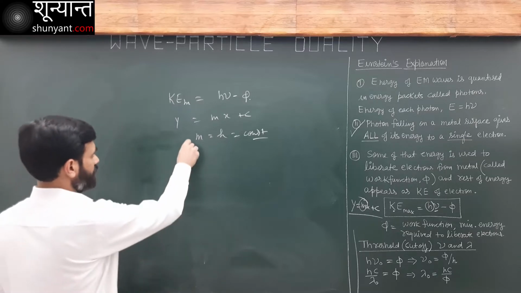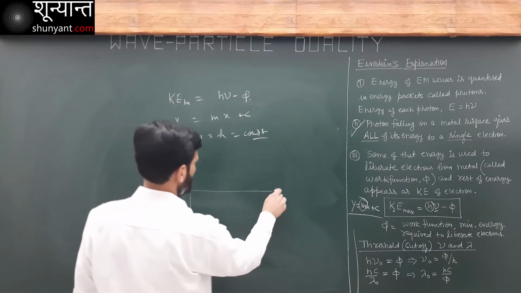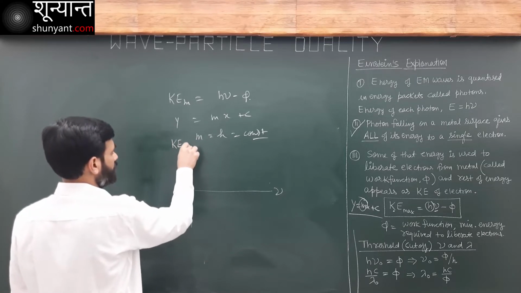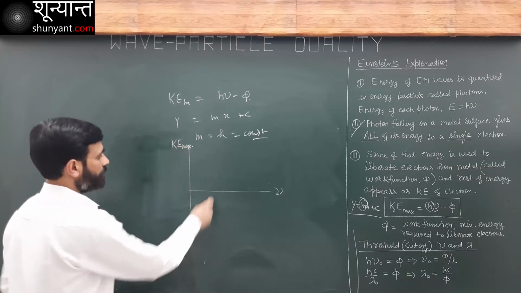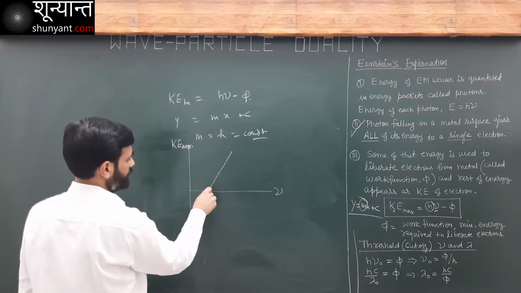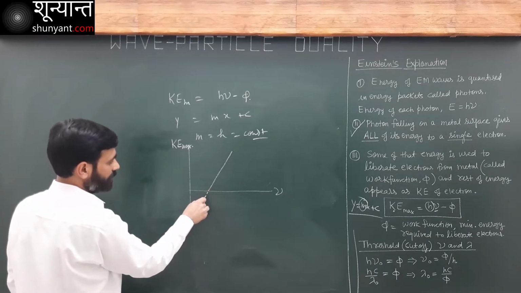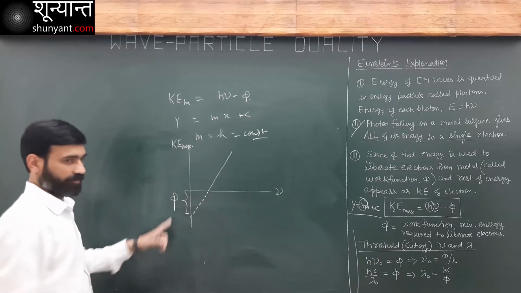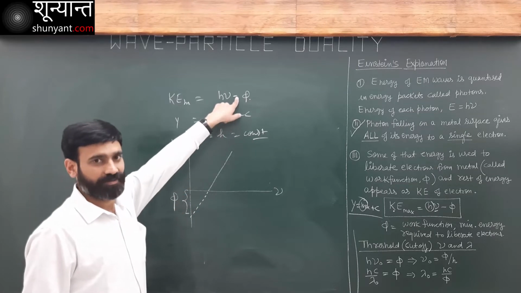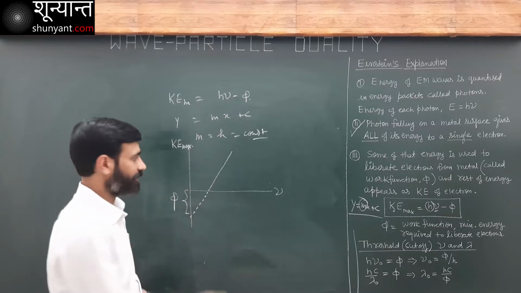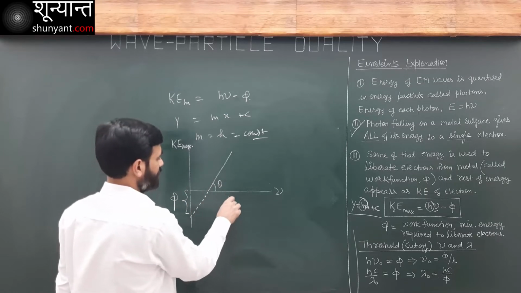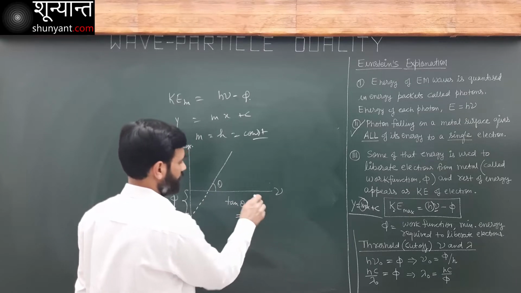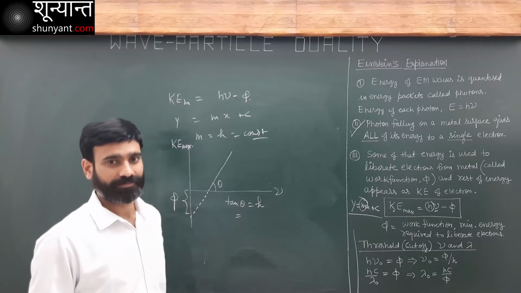Intercept is going to be negative. So I have this nu here. This is kinetic energy maximum. I have this graph. If I extend it here, this value here is going to give me work function. This intercept is negative work function. This is theta, tan theta is going to be equal to h, constant for every metal.